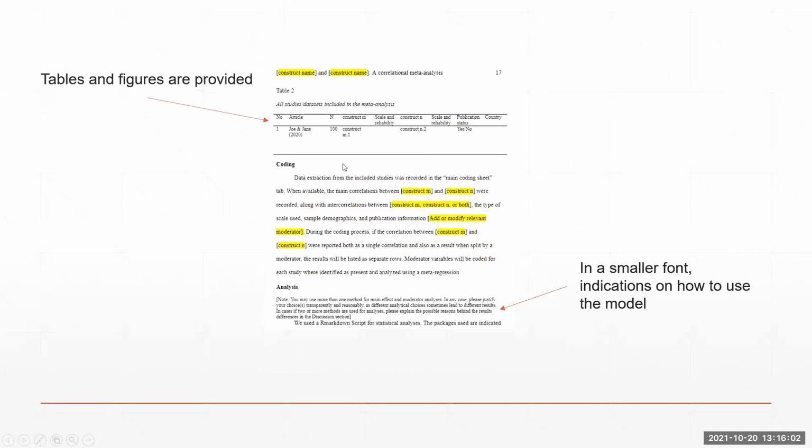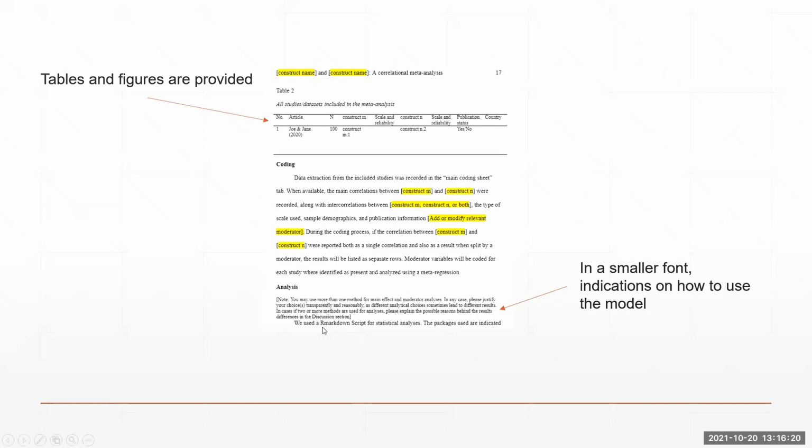For example, this table is a table of all studies that have to be included in the meta-analysis. You have the number of the study, the article, the number of participants, etc. Figures are automatically made with the R Markdown scripts, so you just have to copy paste it.